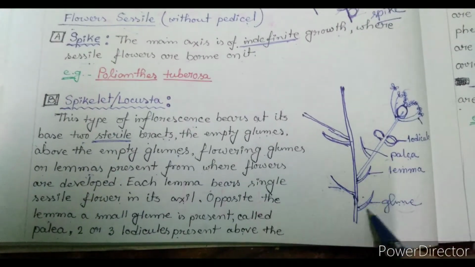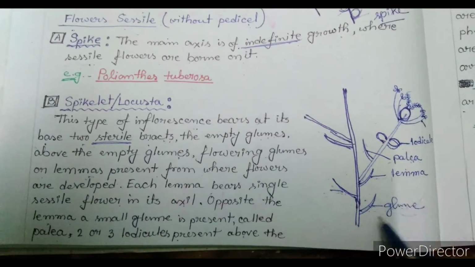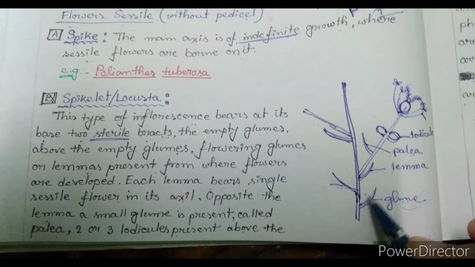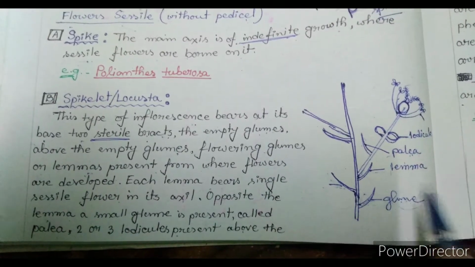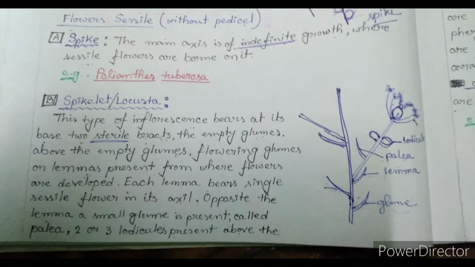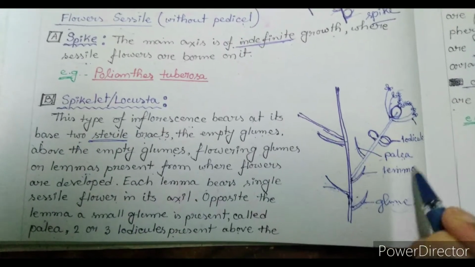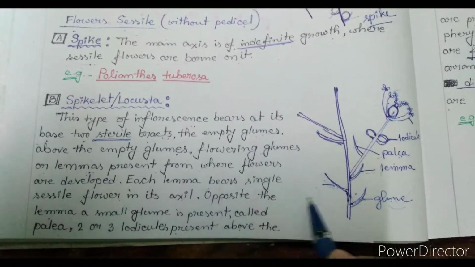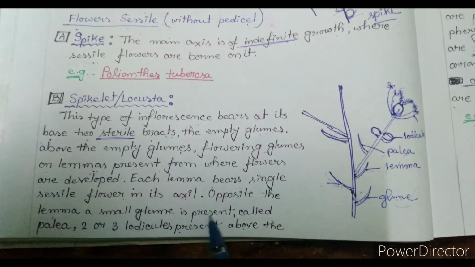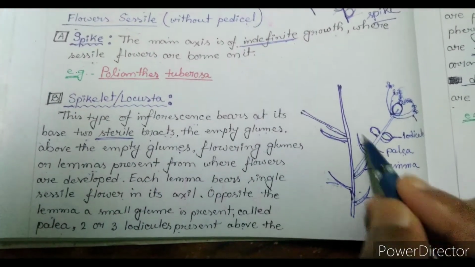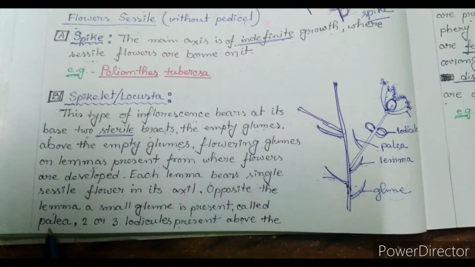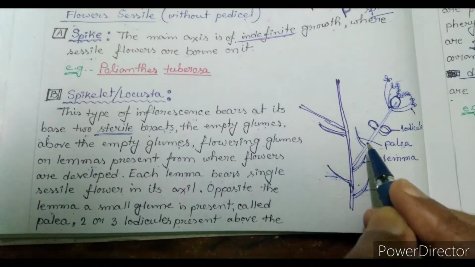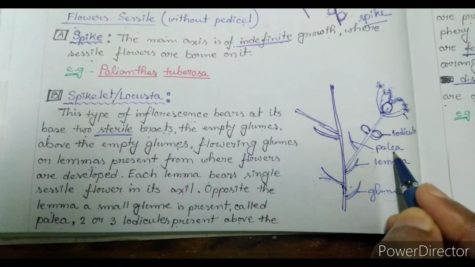Okay, this is a bract and this is also a bract, but these two have different names because this one is not bearing any flower and this one is bearing a flower. So this is called the lemma and this is called the glume. Okay, I hope this is clear. Opposite the lemma, a small glume is present, called the palea. Okay.